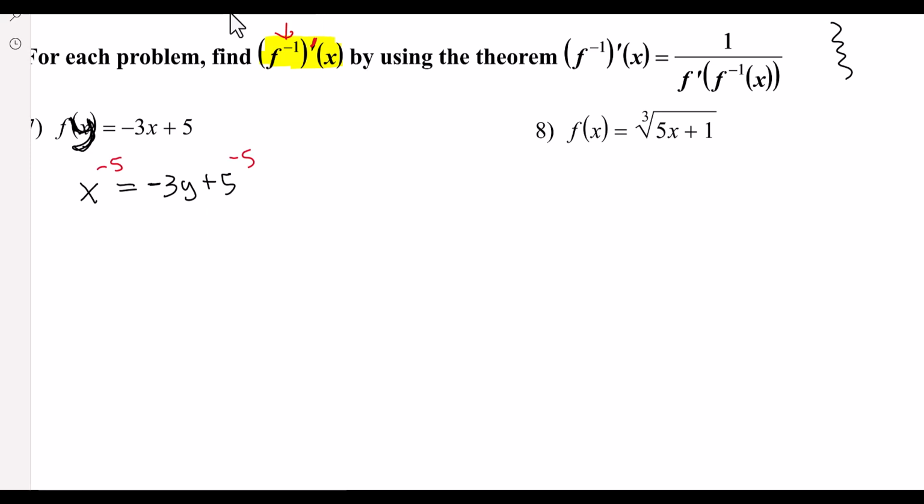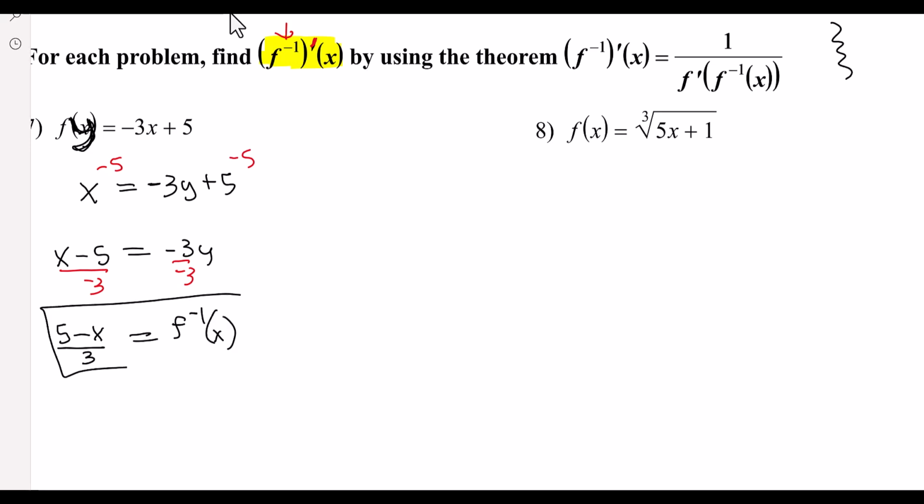We're going to subtract 5 on both sides, and then divide both sides by negative 3. When we do this, don't leave the negative sign down there. So that is going to say 5 minus x over 3, or it'll say negative x plus 5 over 3. And instead of y, you now can call that the inverse function. So this is the inverse function.